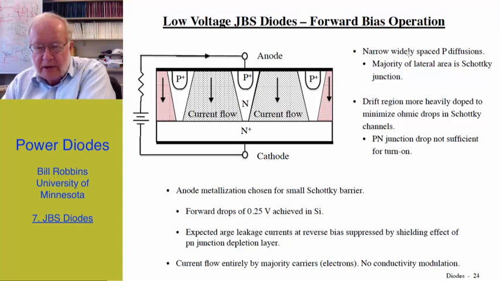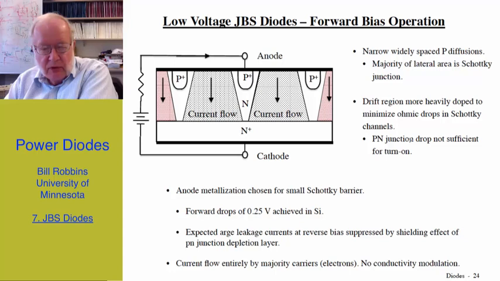We have fairly narrow, widely spaced P plus diffusions here, so that the majority of the lateral area is Schottky diodes, so that we minimize the on-state resistance of the N region. The drift region is more heavily doped to minimize ohmic drops in the Schottky channels. And as I said before, the PN junction drop is not sufficient for turning on the PN junction. And so this operates basically as a Schottky diode or a majority carrier device.